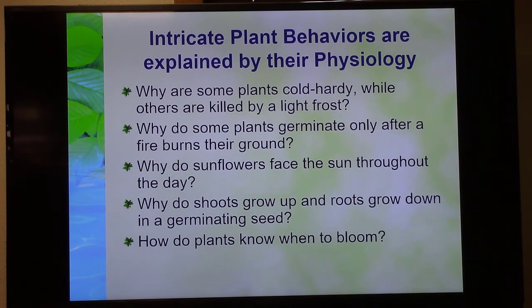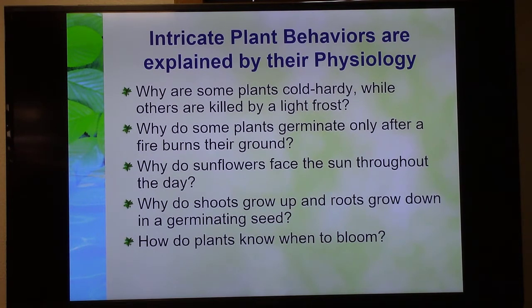Here are just a few examples. Why are some plants cold hardy and others are killed by a light frost? We haven't had our first frost yet, but it won't be long. And from your experience, you know how that first frost affects some plants, kills them dead. Others are hurt, but they're not dead. And then a lot of native plants, it's like nothing ever happened. How come? How does that work?